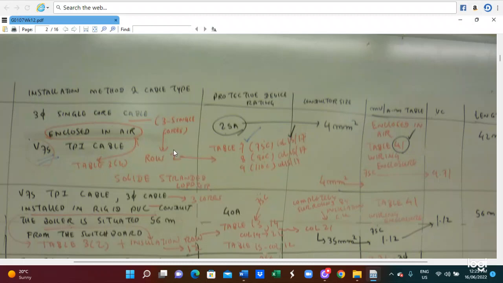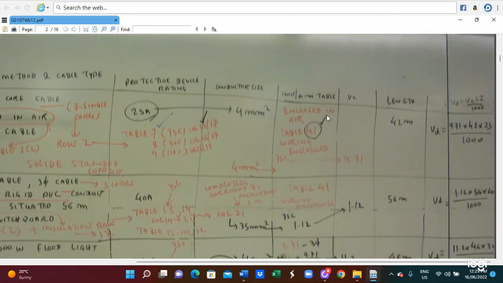We use row 2. Row 2 refers to table 3, and it also further indicates that table 7 is for 75 degrees centigrade, table 8 is 90 degrees centigrade, and table 9 is for the 110 degrees centigrade cable. In this case, table 7's column 15 to 7 has to be utilized. The protective device rating is 25 ampere. Then you select the cable conductor size, 4 millimeter square. This one is enclosed in air. Enclosed in air means it refers to table 41 as well, wiring enclosure, and that is 42 meter.